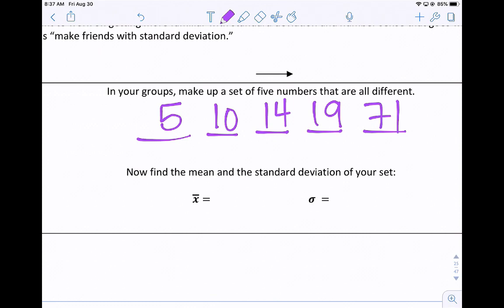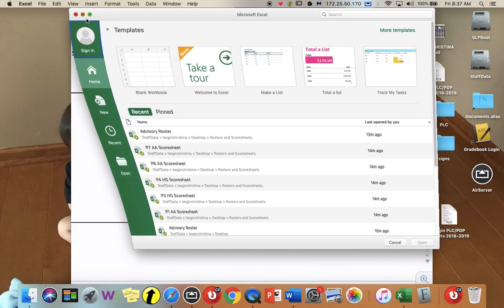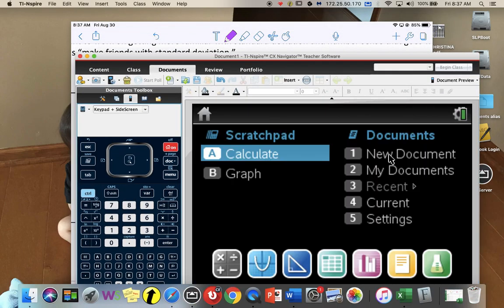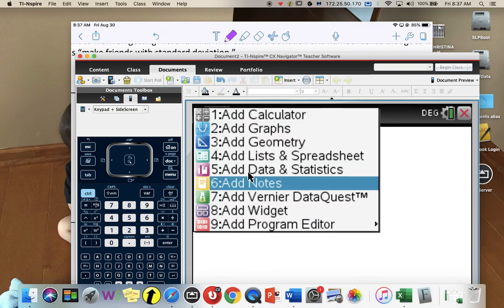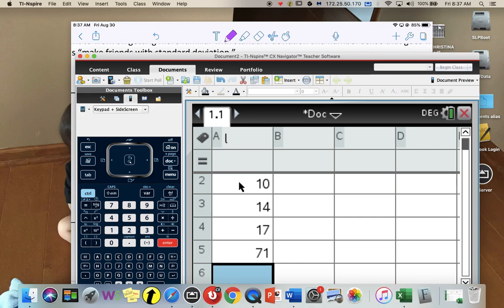All right, let's find the average and the standard deviation of our set. And again, to do that on the calculator, you can open a new list and spreadsheet. Whoops, this is not my calculator. So go home, new document, don't save, add a list and spreadsheet. Name your list, so I'll just call this L for list. And put in your numbers. Put them in any order. All right, go to an empty cell. It's menu 4, 1, 1.